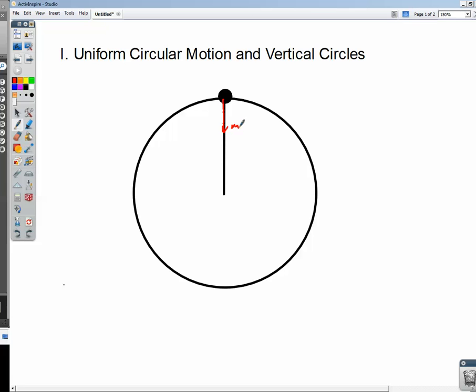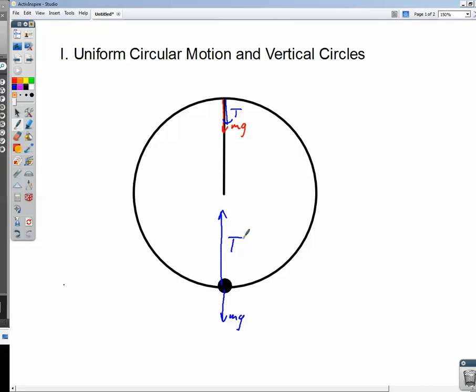We've got mg going down, and if we're swinging this thing fast enough, there's also a tensional force in the string going down that is working with the weight to keep the ball going in a circle. If we move the ball to the bottom of its circular motion, we've still got the weight going straight down, but this time the tensional force has to be going up towards the center of the circle. And we would expect the tensional force at the bottom of the ball's motion to be greater than the tensional force at the top.